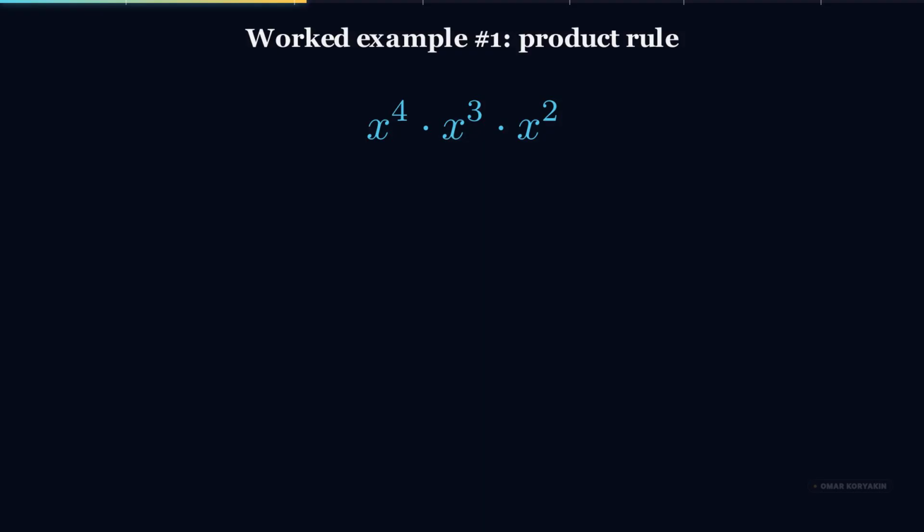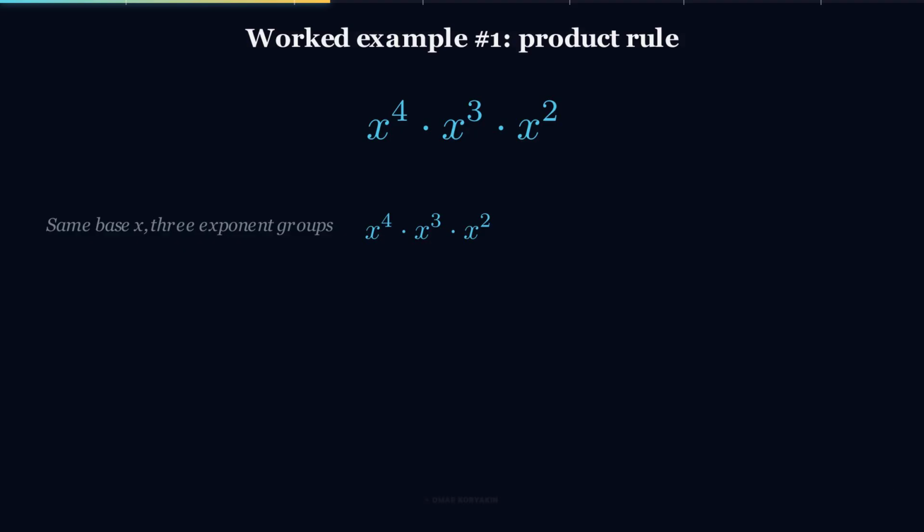Three groups of x raised to different powers, all multiplied together, all sharing the same base x. We are going to apply the product rule from the concept seen to collapse this into a single power of x. Step 1. Identify what we have. The same base x appears 3 times, each with its own exponent.